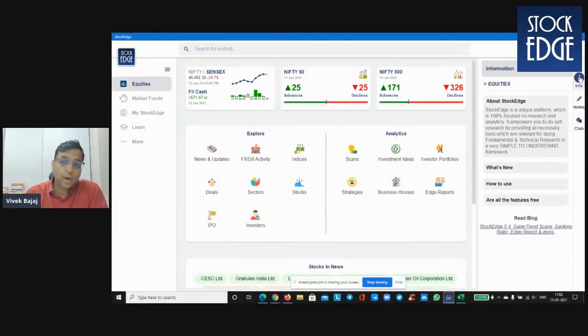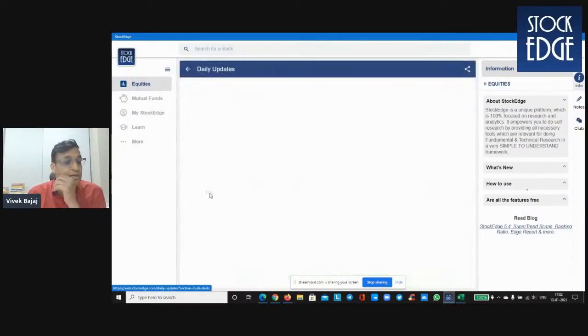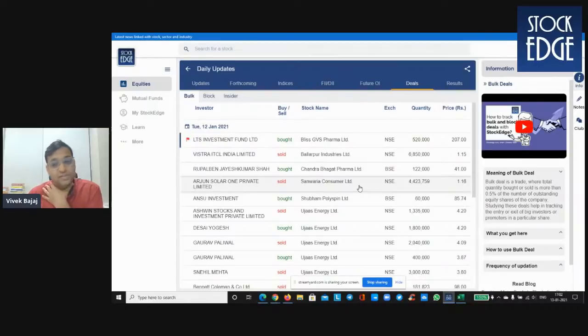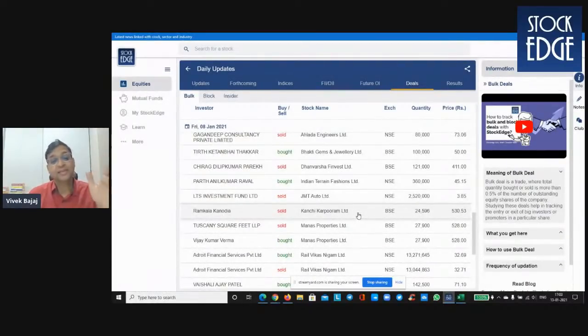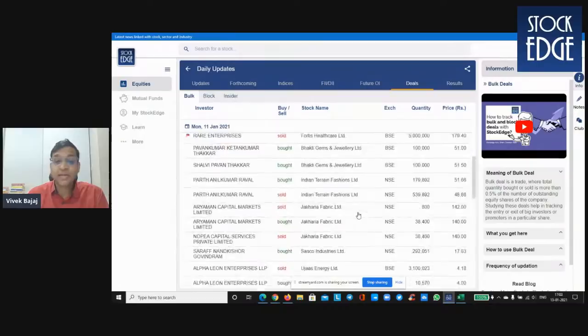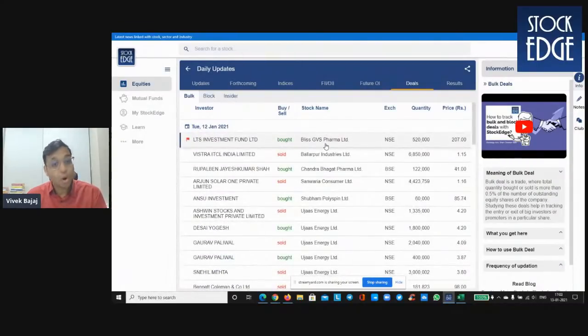Okay, so one feature which I want to talk about today is the deal section. This is a very interesting section in stockage, and I seriously request all of you to start tracking the deals on a daily basis from this app. The beauty of deals in stockage is that not just the deals for the day, you actually get the last 5 years history of all the deals which have happened in this company or all the deals executed by this person or this entity.